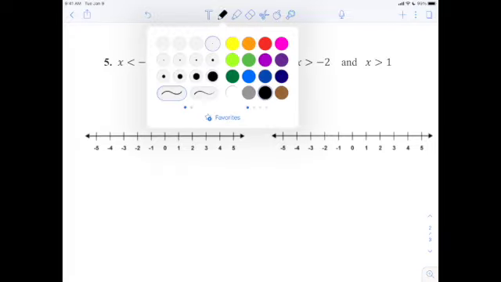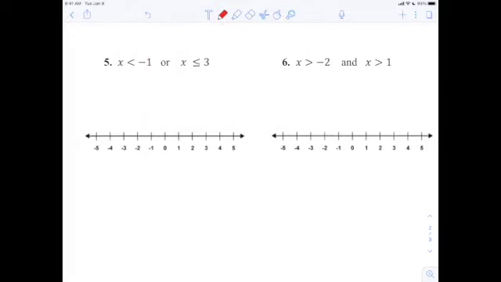This one right here, we got an or. So x is less than -1, open circle at -1, shaded to the left, or x is less than or equal to 3. So this again is not your typical sort of or because the arrows are going in the same direction. But with or, remember, we're just talking about any part of the number line that's covered. They don't have to both be true, just at least one of them has to be true.